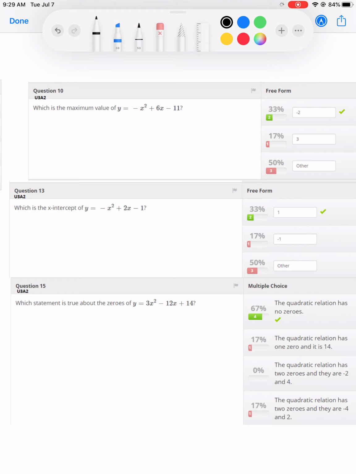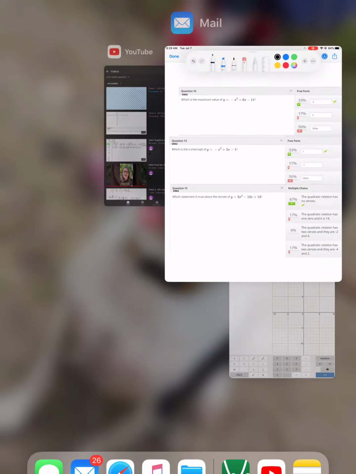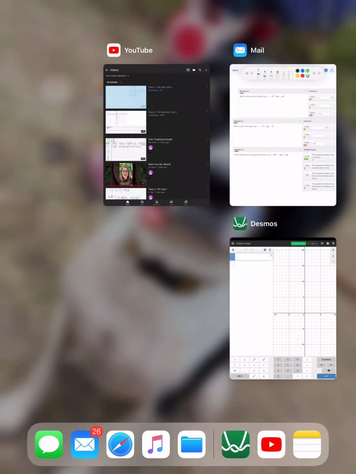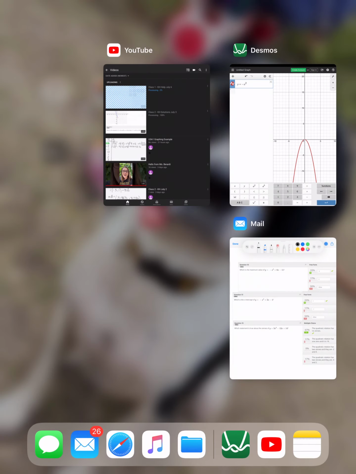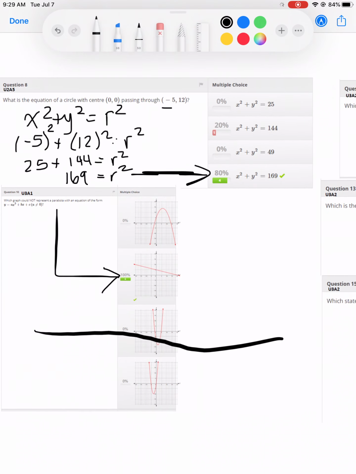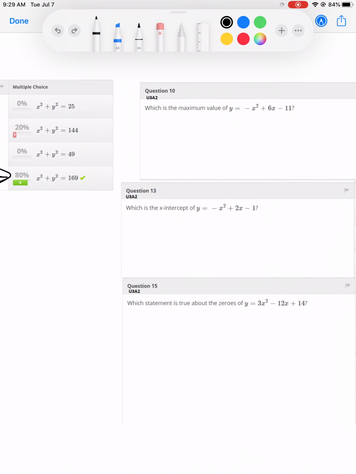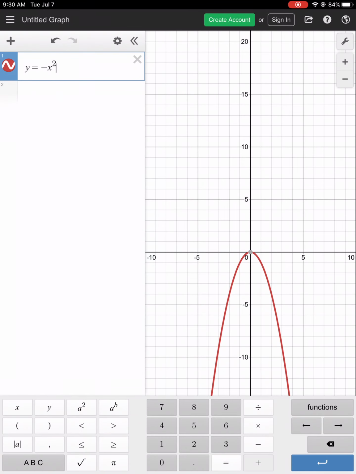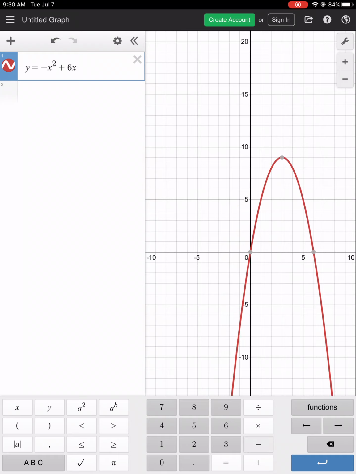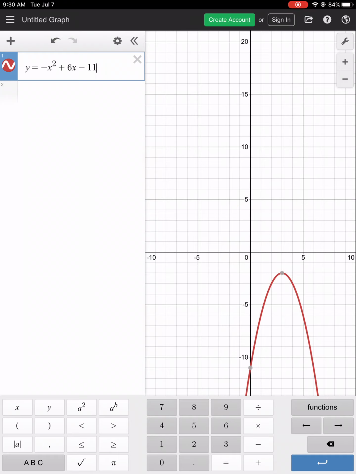So what is the maximum value? So let's just plug that in. I might have to go back and forth. Alrighty. Y is equal to -x squared plus 6x minus 11. Okay, what's my maximum value?